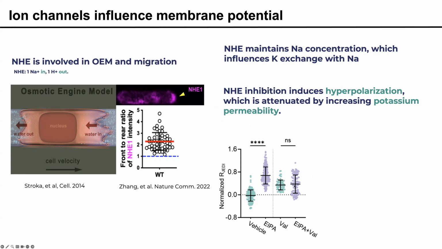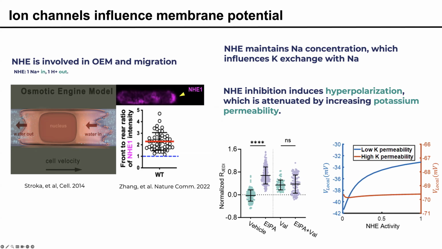But if you increase potassium permeability using valinomycin, this effect goes away, right? So we do see that NHE is influencing membrane potential at the global scale by influencing potassium flux. And that can also be explained by a computational model.